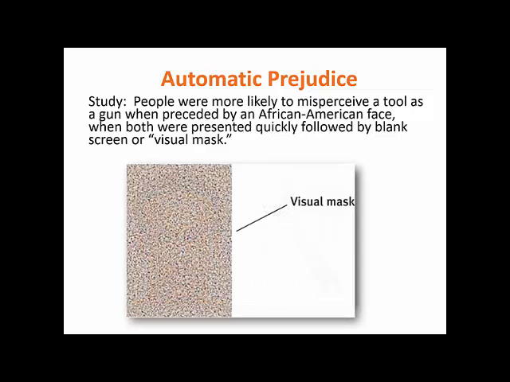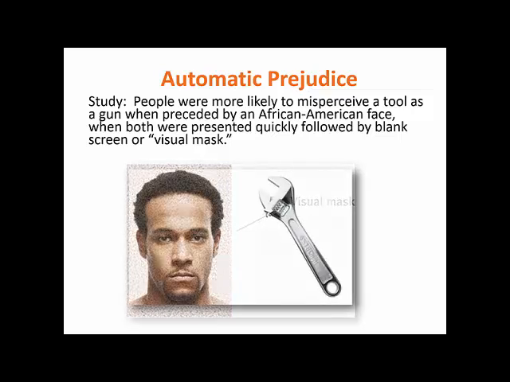They did an experiment where they showed people faces of different races, so black, white, Asian. And when people were shown a black face right before looking at a tool, they perceived it as a gun as opposed to a wrench, compared to when it was followed by a blank or visual screen.